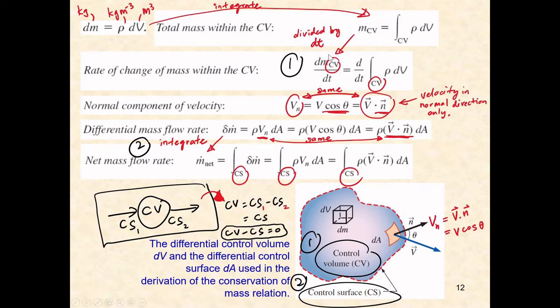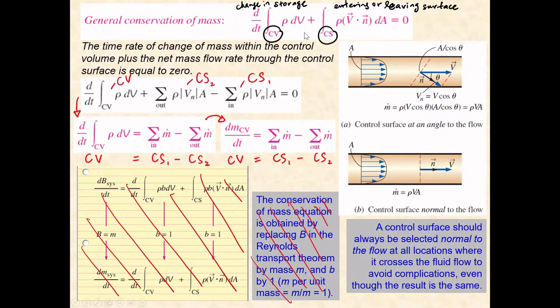So we have these two equations. Equation 1 is the rate of change of mass within the control volume, and equation 2 is the net mass flow rate entering and leaving the control volume. Therefore you have this relationship: the change in storage, which is given by this term, plus the flow entering or leaving the surface.